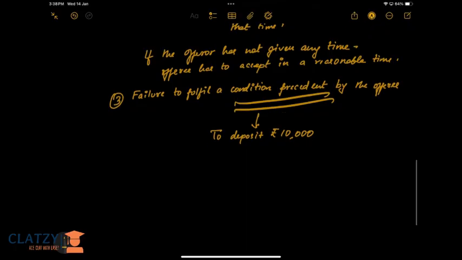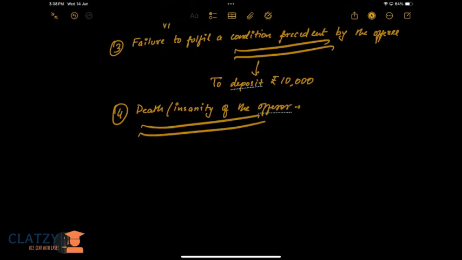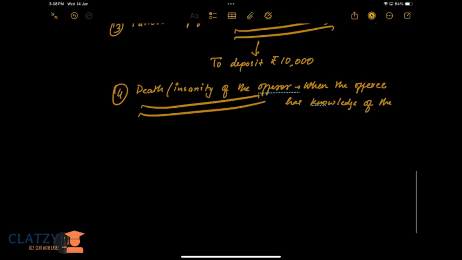Okay, the last way in which an offer can lapse is by way of death or insanity of the offerer. Now we had seen that this will be applicable when the offeree has knowledge of the death or insanity of the offerer before the offeree gives his acceptance.